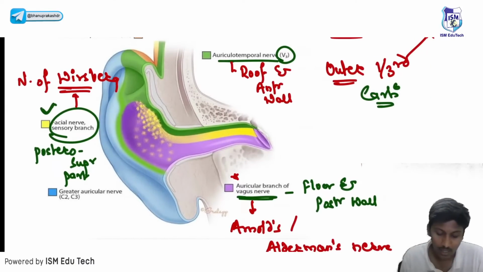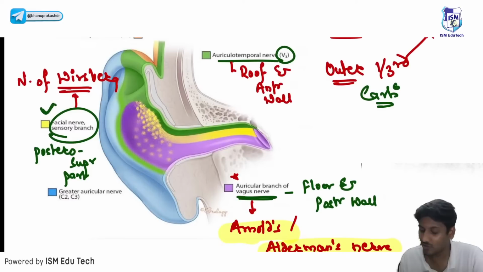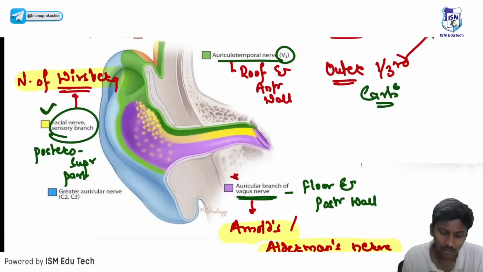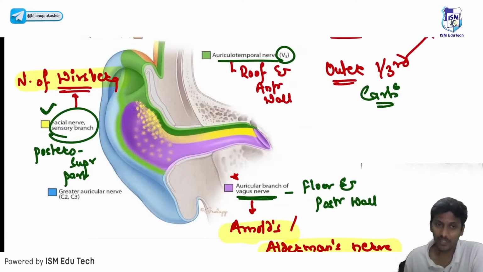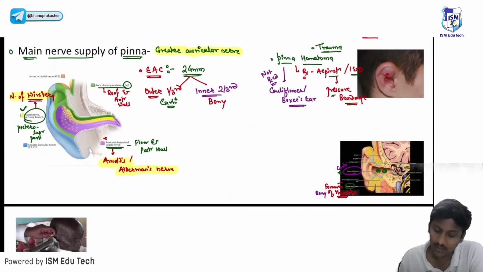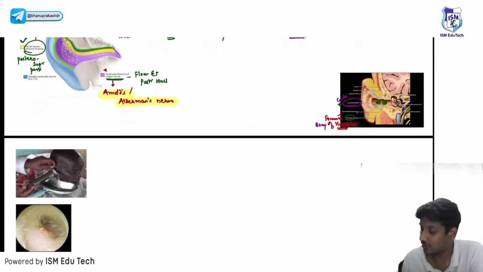So Arnold's nerve or Eiderman's nerve, which is nothing but the auricular branch of vagus, is important, and second, the nerve of Würzburg is important. It is nothing but the sensory division of facial nerve. So these are the important things to be remembered about your external auditory canal.